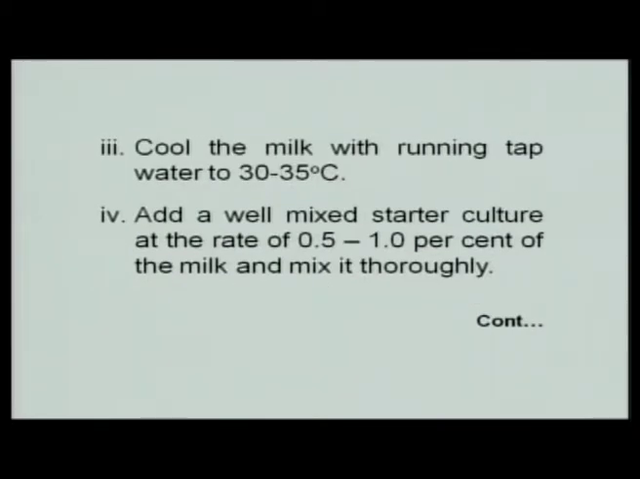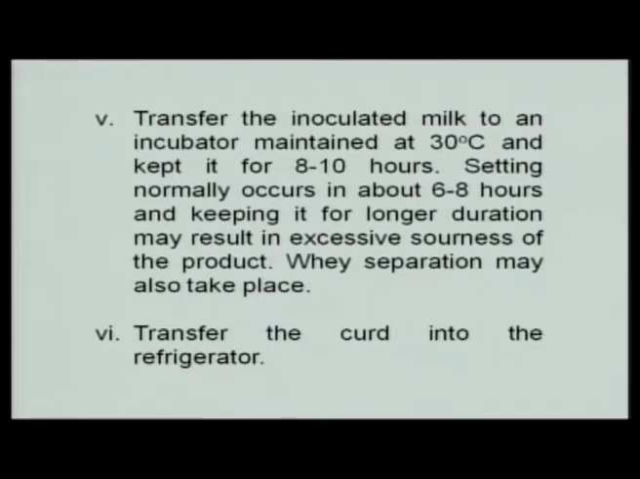Cool the milk to 30 to 35 degrees centigrade, add the starter culture at the rate of 0.5 to 1% and mix thoroughly. Then transfer the inoculated milk into the incubator at 30 degrees centigrade. Setting normally occurs in about 6 to 10 hours. You can keep it for a longer duration if you need excess sourness, but too much sourness will give you whey separation also. Then transfer the curd into the refrigerator.